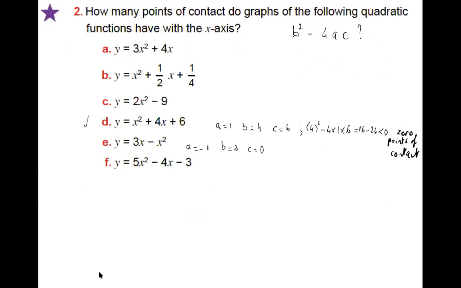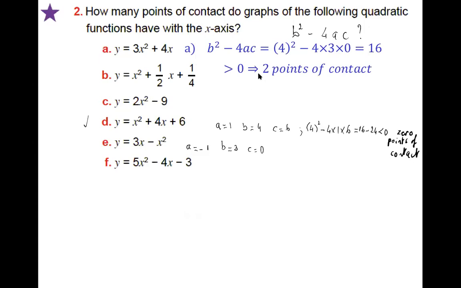The next question was how many points of contact do graphs of the following quadratics have with the x-axis? If you get a question like this, it's the discriminant that tells you how many points of contact. What is the value of b squared minus 4ac? Because in the quadratic formula you've got minus b plus and minus the square root of the discriminant, divided by 2a. If I calculate b squared minus 4ac and get a positive value, then I know I've got 2 points of contact because it's positive.